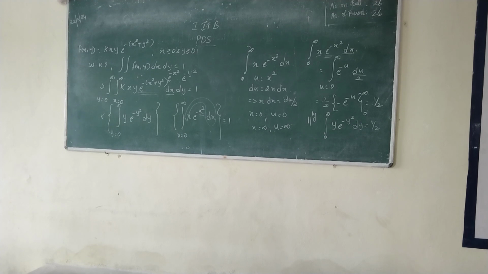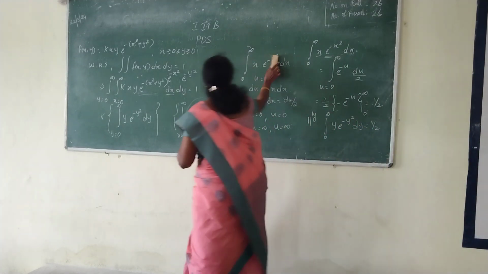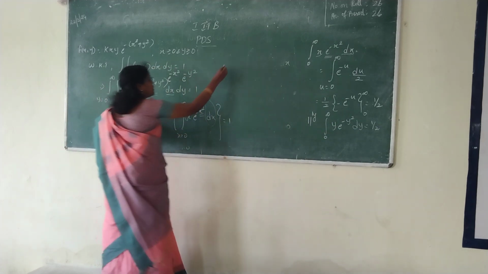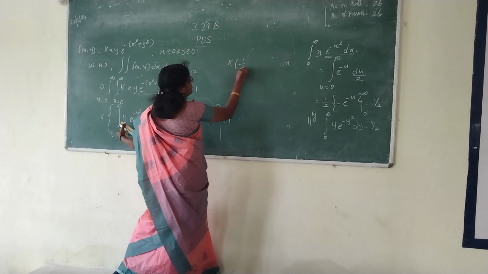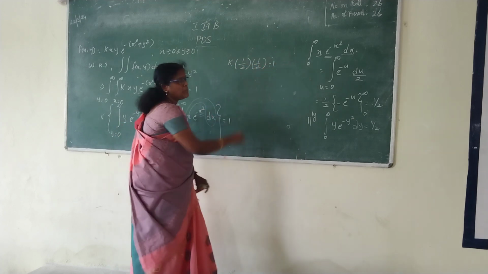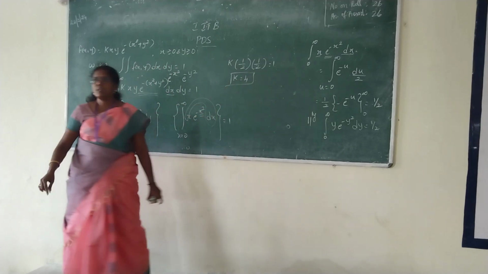So we substituted and got the k value. What is the k value? 4. Substitute here: k into this answer is 1 by 2, next integral is 1 by 2, that is equal to 1. So what will be the k value? 4. The k value is equal to 4.